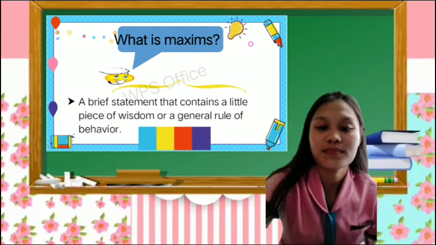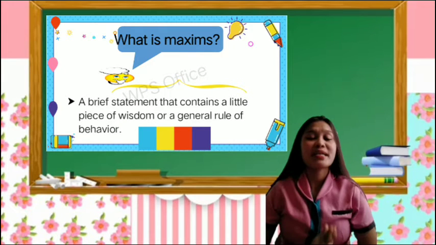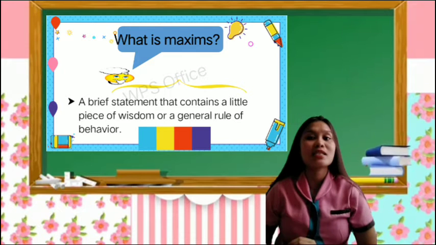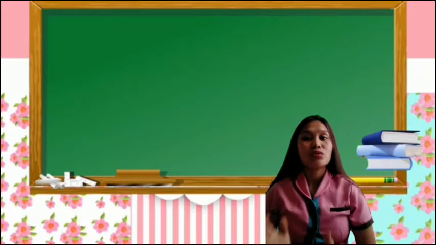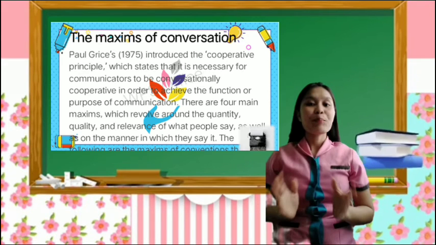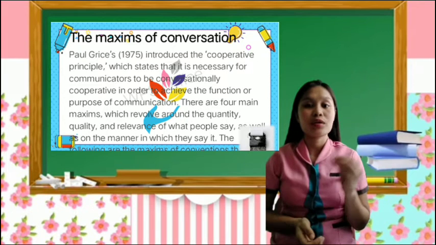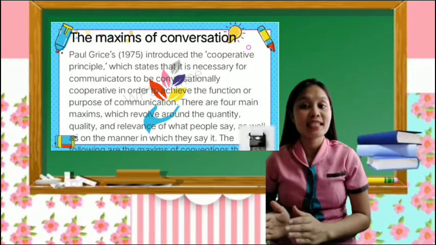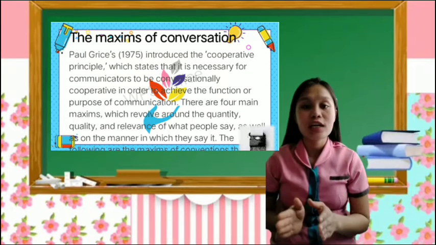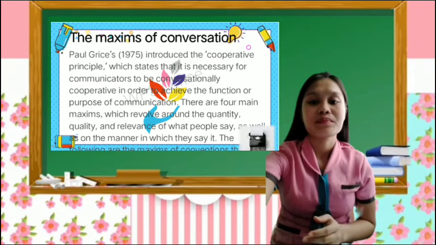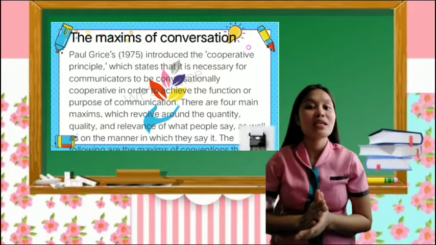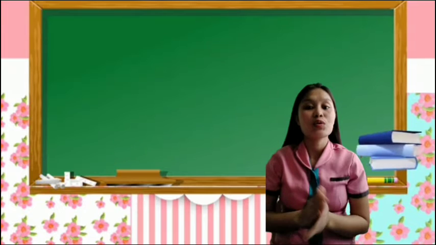What is a maxim? A maxim is a brief statement that contains a little piece of wisdom or a general rule of behavior. Paul Grice's Maxims of Communication in 1975 introduced the cooperative principle, which states that it is necessary for communicators to be conversationally cooperative in order to achieve the function or purpose of communication. The following are the maxims or conventions that one must follow to make sure the conversation would be successful.